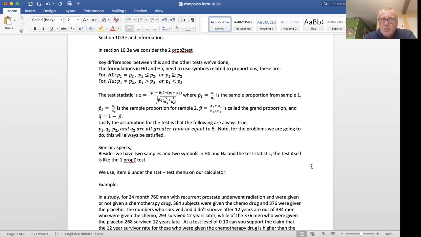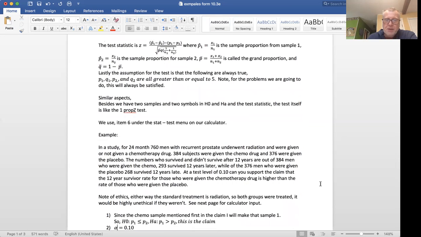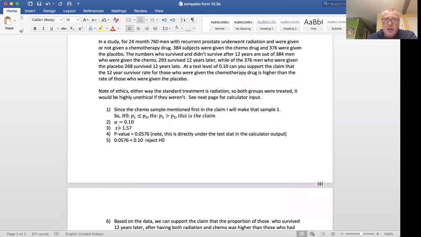Okay, there are some assumptions. The product between each sample size and the sample proportion must be greater than or equal to 5 for this test to work. Here are some examples, and we're going to do this with the calculator. Okay. Some of this data that I said was in the margin didn't show up. I didn't realize until after I sent it.